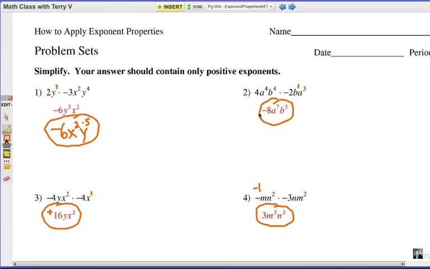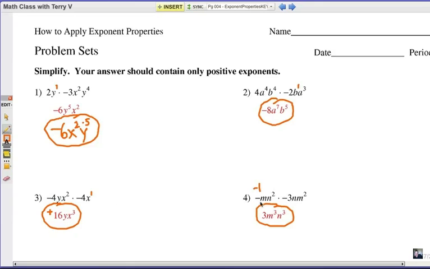For number 2, we have 4 times negative 2, that would be negative 8. And a to the fourth times a to the third would be a to the seventh. Add those exponents, remember. And b to the fourth times b to the first would be b to the fifth. That's a common mistake right there. Don't forget that a single variable has a 1 as an exponent. Number 3, positive 16, because we have negative 4 times negative 4. And we have a y to the first, or just a y, x to the third. And you could put those in different order alphabetically if you want.